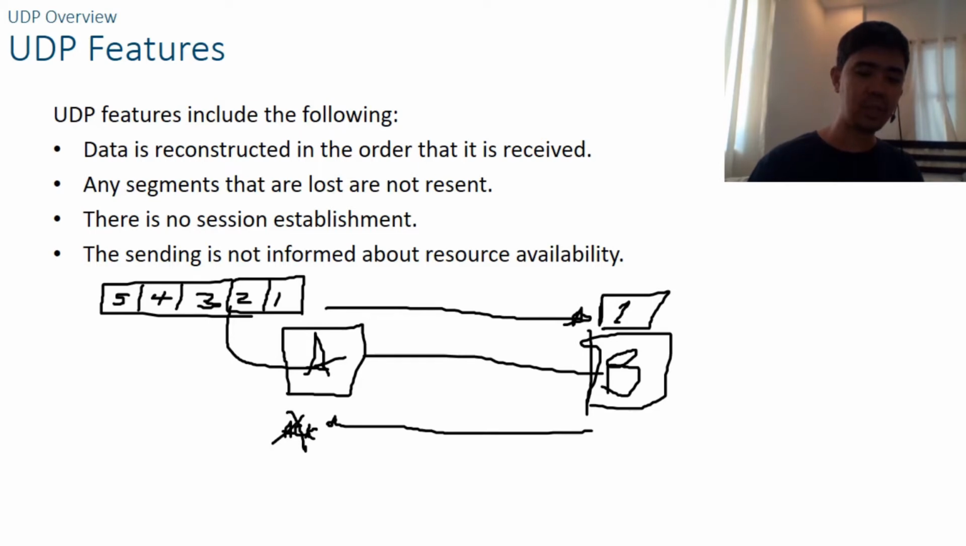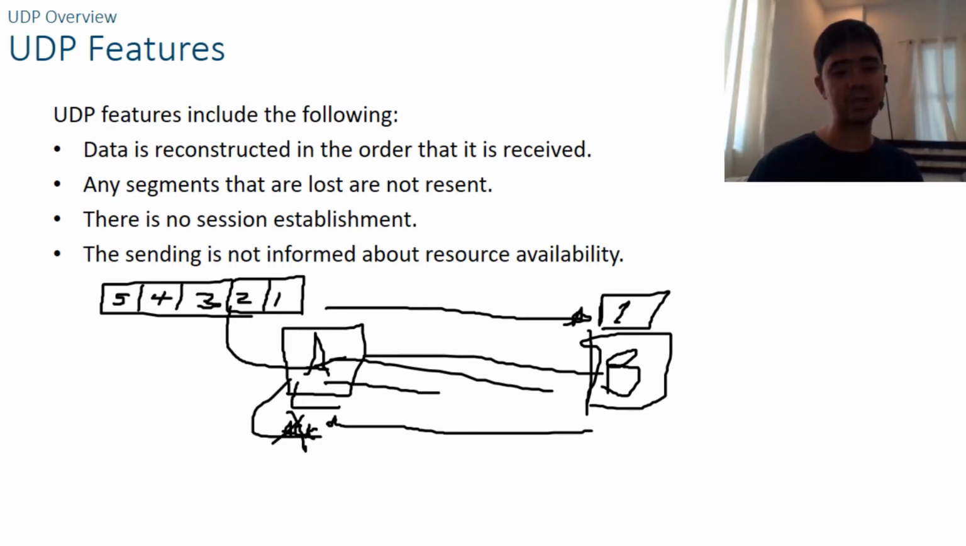So when A will send this, it will send segment 1. After sending segment 1, it will send right away the segment 2, and then the segment 3, and then segment 4. So this is why it's faster as compared to TCP. Okay, because there's no acknowledgement, there's no idle time in the transmission of the segments. Okay, that's how UDP works.